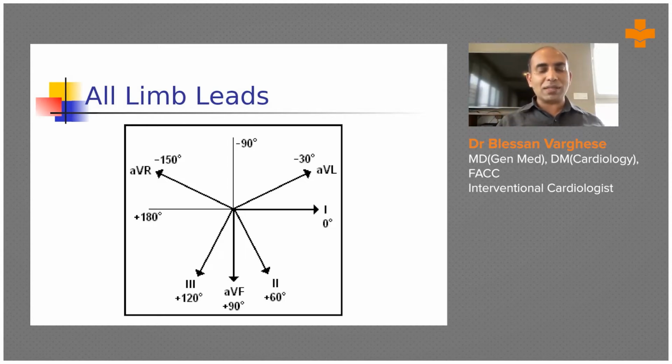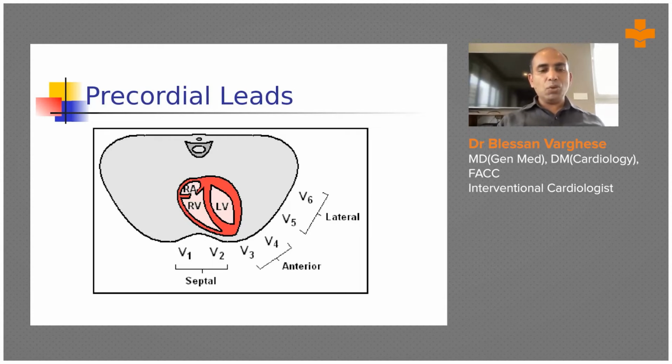As a general practitioner, you don't require all these things to interpret an ECG. You just need to know that there are limb leads and chest leads, what the limb leads and chest leads are representing, and where they are placed. This is a representation of the precordial leads, or what we call the chest leads.